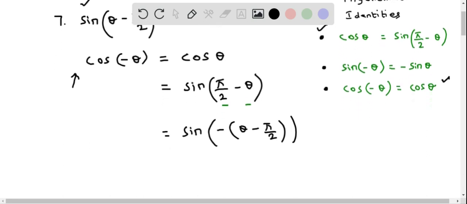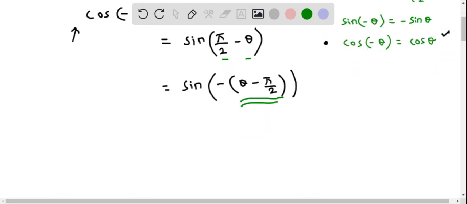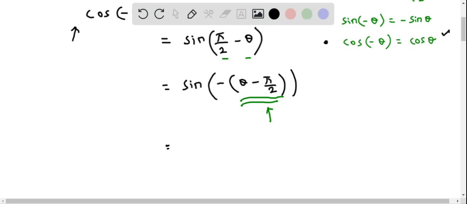Now we can consider this complete expression as some angle. This is in the form of this identity, that is sine of any negative angle equals negative of sine of that angle. So if we let this whole expression be some angle, sine of negative of this angle can be written as negative sine of theta minus pi by 2.